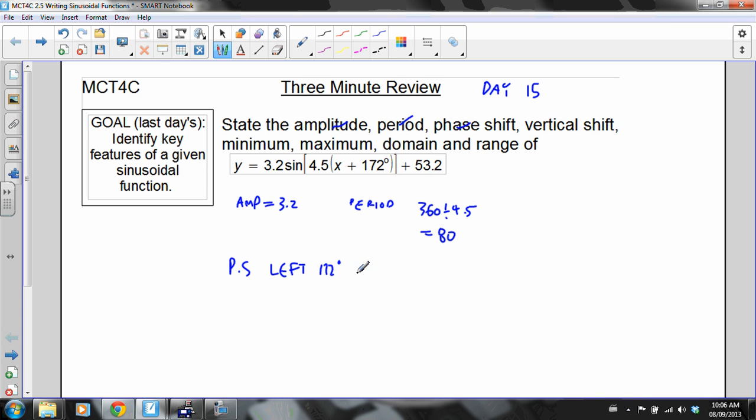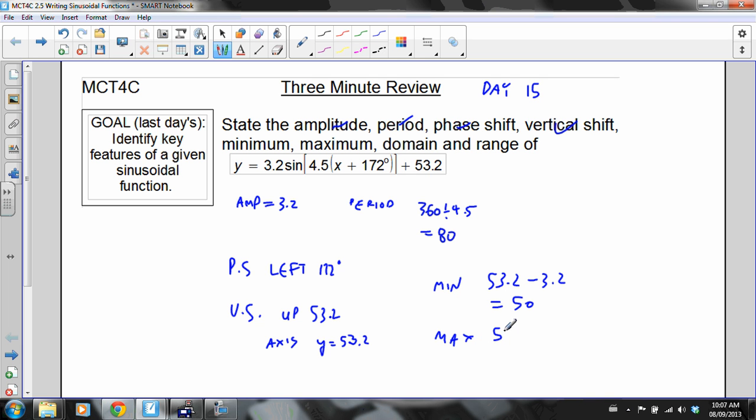Check, check, check. Vertical shift is this number affecting y values up 53.2, which also means the equation of the axis. I've been interchanging these. The equation of the axis would be the line y equals 53.2, if we wanted to say that. Minimum: the axis is 53.2, but then we go down 3.2 from there. Minimum goes down to 50.